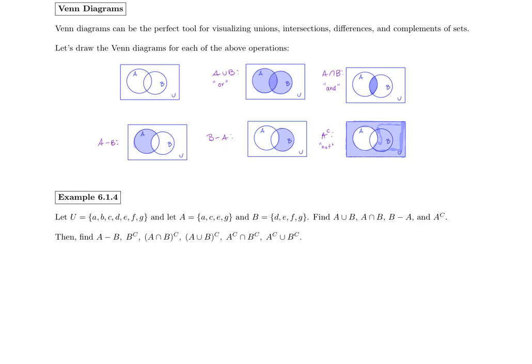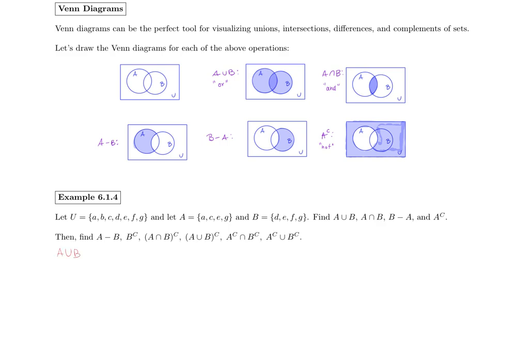Once we find those, then we're also going to find A minus B, B's complement, the complement of A intersection B, the complement of A union B, A complement intersected with B complement, and A complement union with B complement. Sounds like a lot. Let's just start at the beginning.